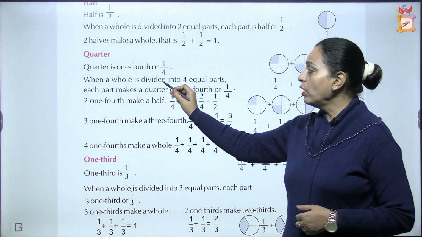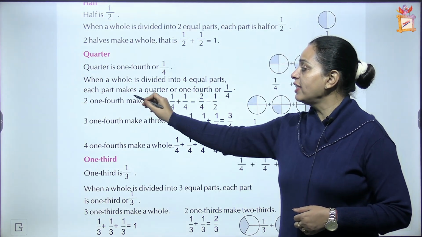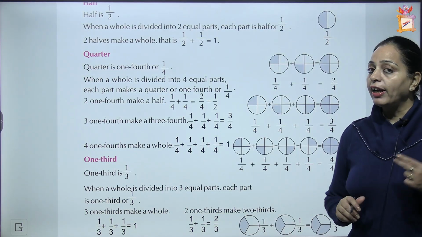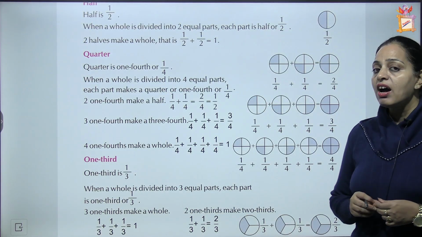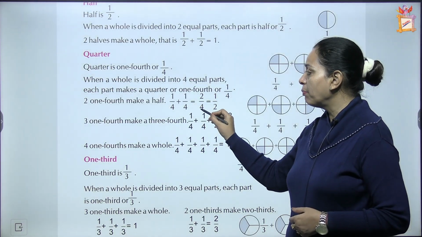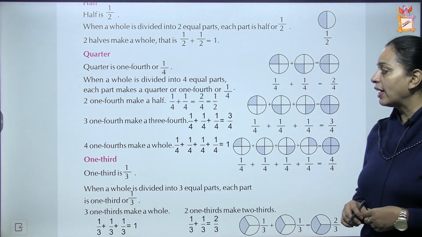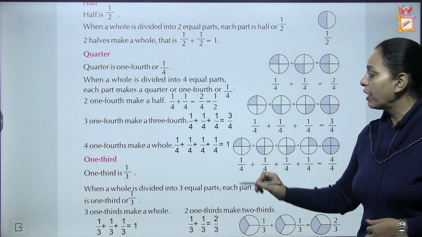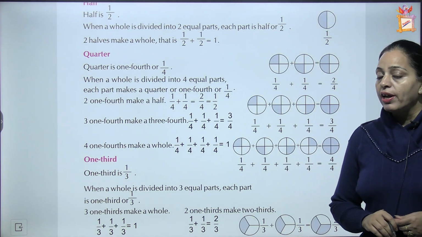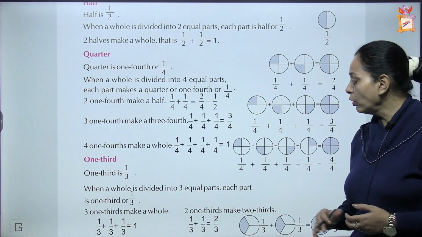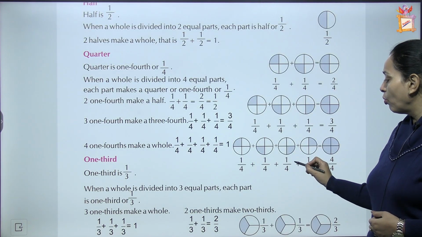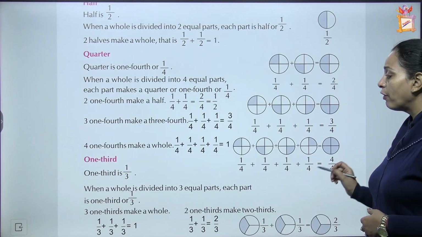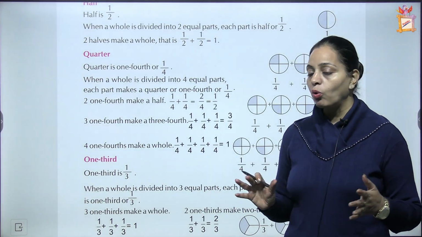So when a whole is divided into 4 equal parts, each part makes a quarter or 1/4, and 2 of 1/4 make a half. 1/4 plus 1/4 means 2/4, that is 1/2. And if we take 3 of 1/4, it becomes 3/4. And if we take 4 of 1/4, so 1/4, 1/4, 1/4, 1/4, 4 times, this becomes 4/4, means 1 whole, right?